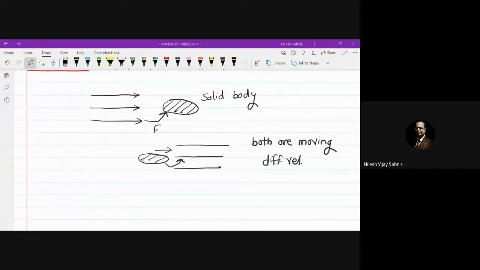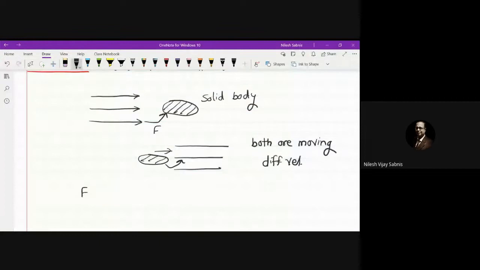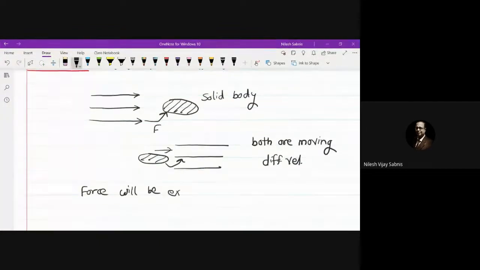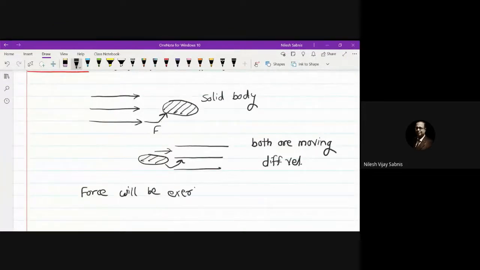In that case, fluid flowing over a stationary body or bodies moving in a stationary fluid, what will happen? Force is exerted by the fluid on a body. In that case, force will be exerted on the solid body by the fluid. This is important.